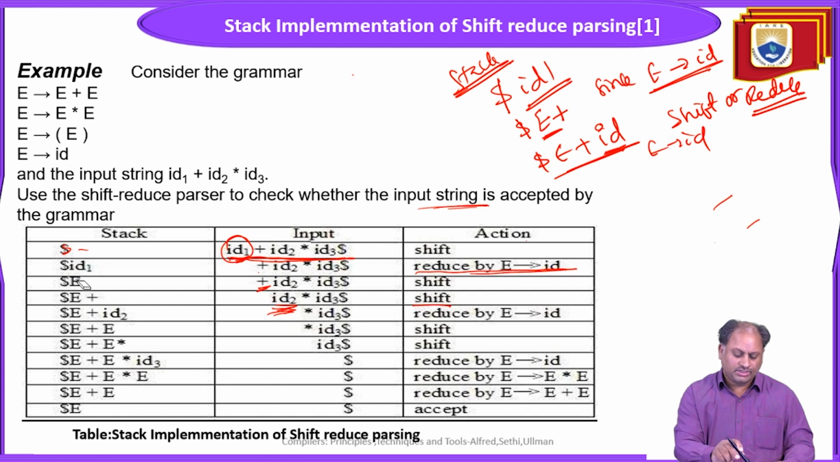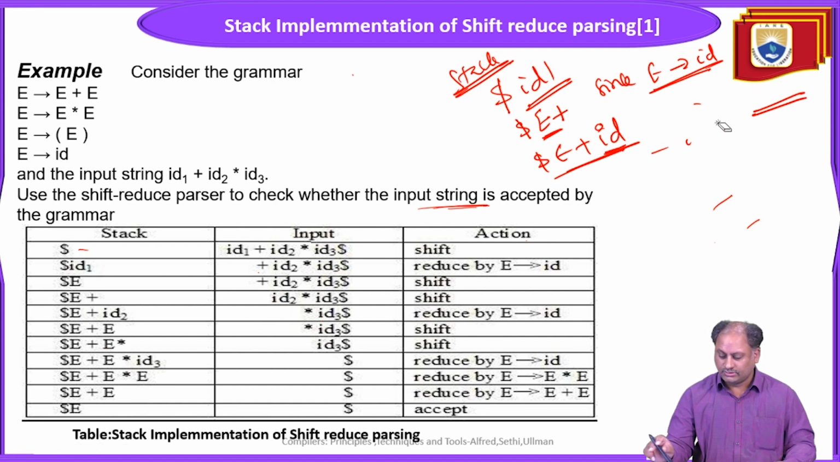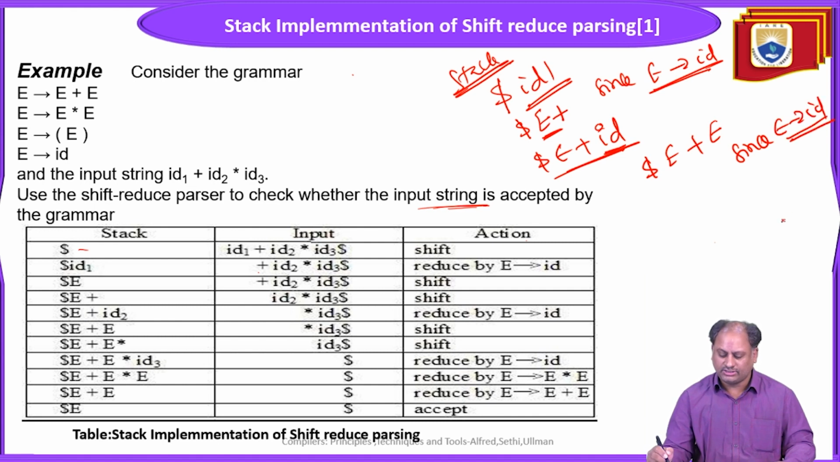One more time, E derives id. So we got this result. Once again, shift operation, E derives, we got E derives id. Let us see this contents: $ E plus E. Why? Since E derives id, this is the reduction process. Reduction we applied, reduce the E derives id. Now what we got? E plus E.